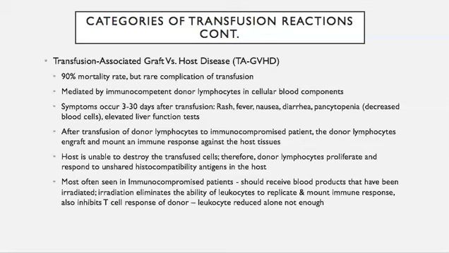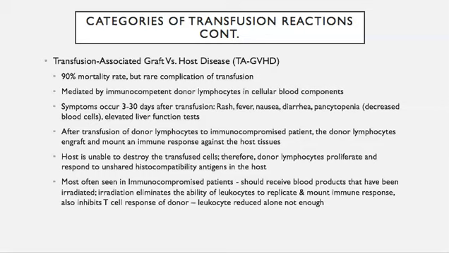So after the transfusion of donor lymphocytes to an immunocompromised patient, the donor lymphocytes engraft and mount an immune response against the host tissues. So the host is unable to destroy the transfused cells. So because of that, donor lymphocytes are going to proliferate and respond to unshared histocompatibility antigens in the host. This is most often seen in immunocompromised patients.